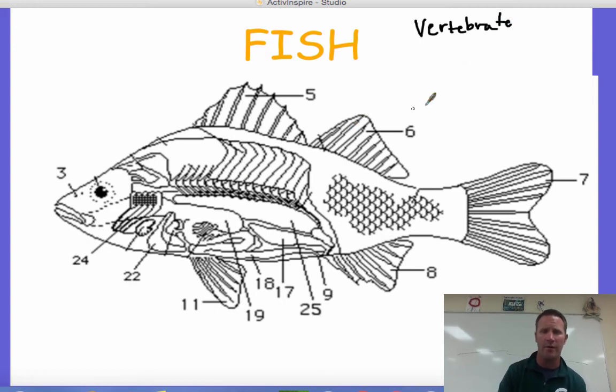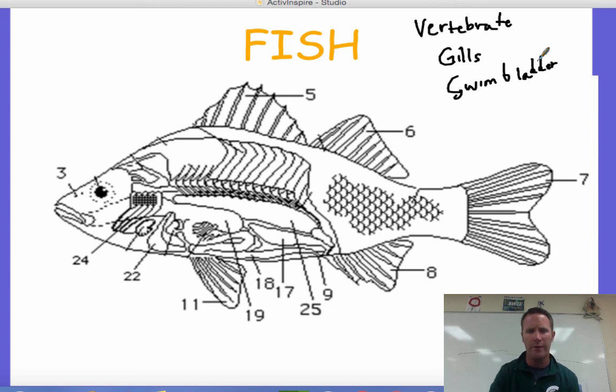They have gills to get oxygen out of the water. That's this number right here, 24. They have a swim bladder inside them, which is number 25. And that's used to obtain water to move the fish up and down. We talked about a couple different things about the fish, that it has a 2-chambered heart, called an atrium and a ventricle, and that's this right here, 22, and that it has a more advanced digestive system.